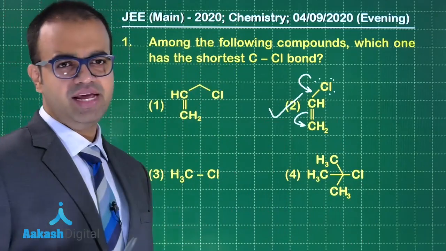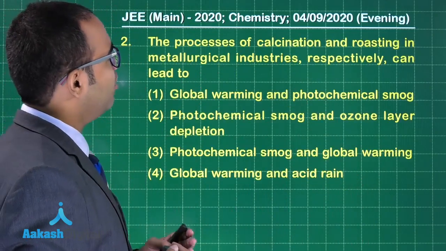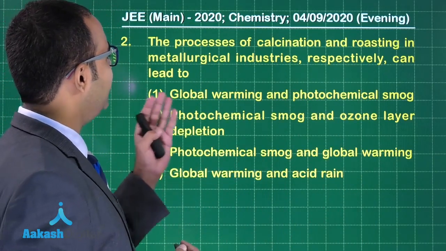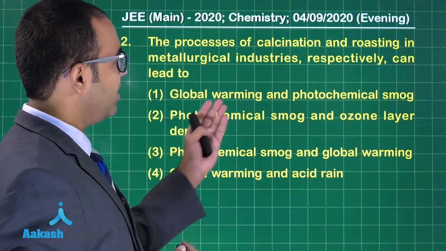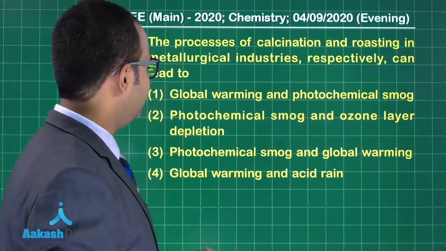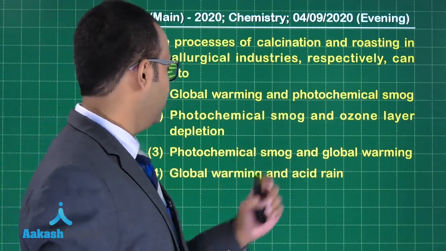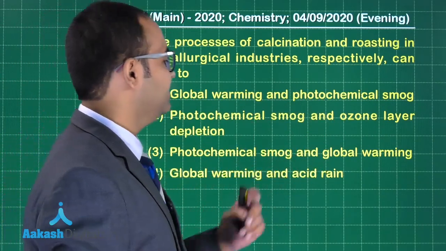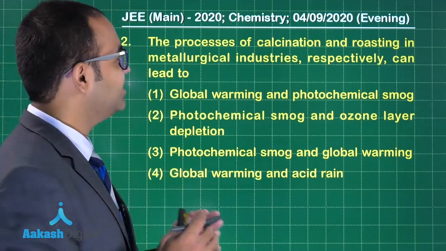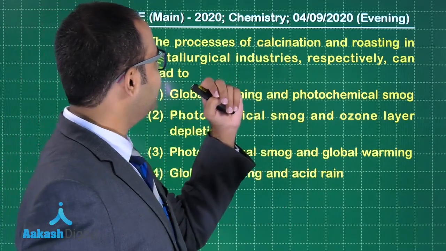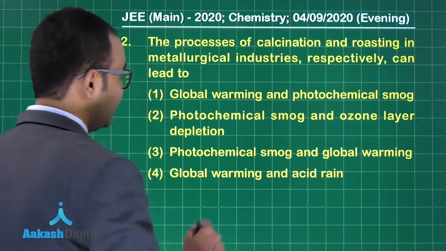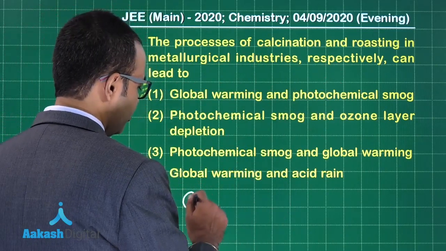Let us quickly go on to the next question, guys. The processes of calcination and roasting in the metallurgical industry respectively can lead to global warming and photochemical smog, photochemical smog and ozone layer depletion, photochemical smog and global warming, and global warming and acid rain. You have to be careful because it's a very easy question, just that first you have to predict for calcination and then for roasting. So what happens in calcination?